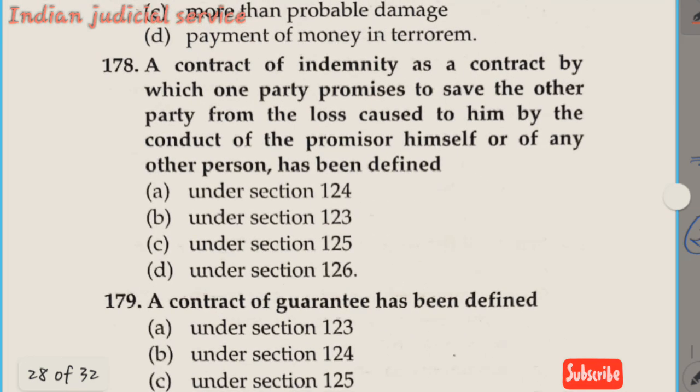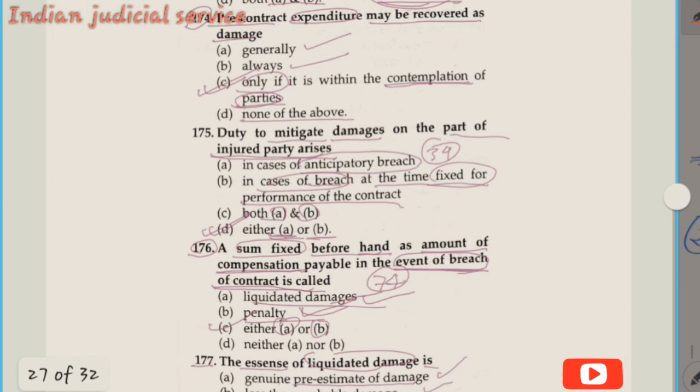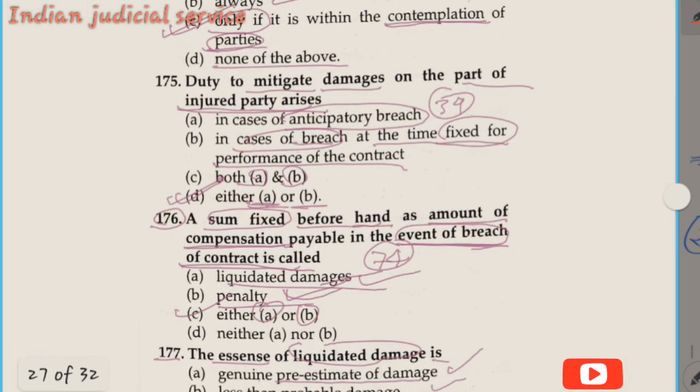Option C here, more than probable damage. More than probable damage is a penalty, so it is not treated as liquidated damage. And option D here, the payment of money in terrorem, is also not correct. So the answer here: both the terms are correct in terms of liquidated damage. So now we choose the first one.